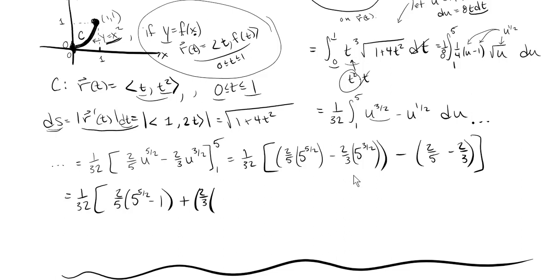It's 2/3 times 1 minus 5 to the 3 halves. I think this is all accurate. Just boiling it down, seeing what I've got. I would even take 15 out of the bottom to make this.